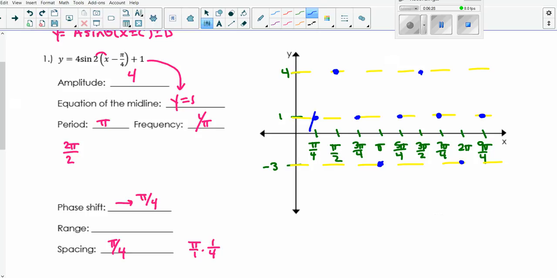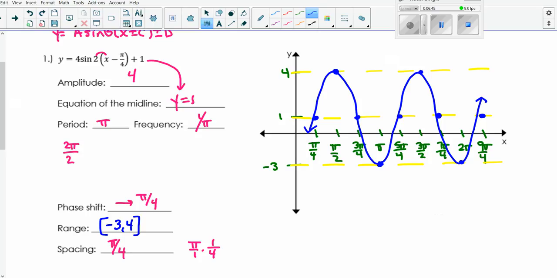Connect your points. Make sure that your function doesn't look like it's got a V to it at all. It should be U-shaped. And that's what your function looks like. Okay? My range goes from -3 up to 4. Alright?